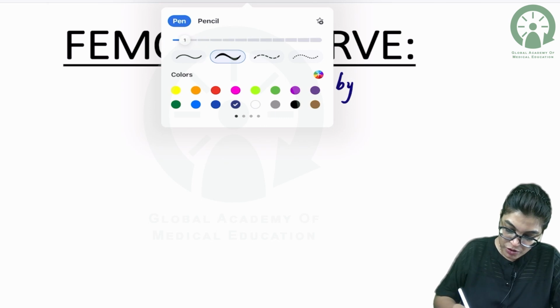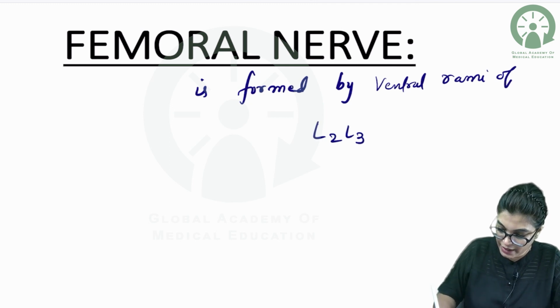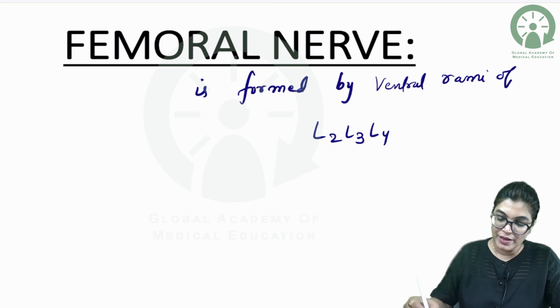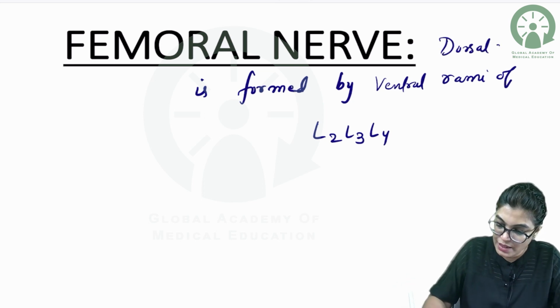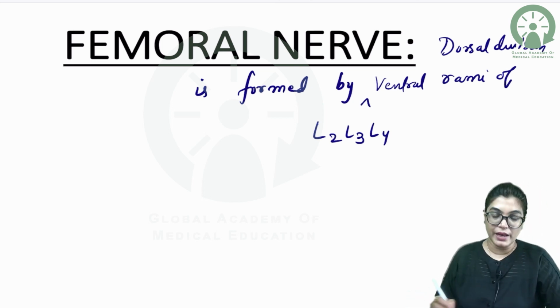Femoral nerve is formed by ventral rami of L2, L3 and L4. So to be more specific, femoral nerve is formed by dorsal division of the ventral rami. Which division? Dorsal division of the ventral rami of L2, L3, L4.